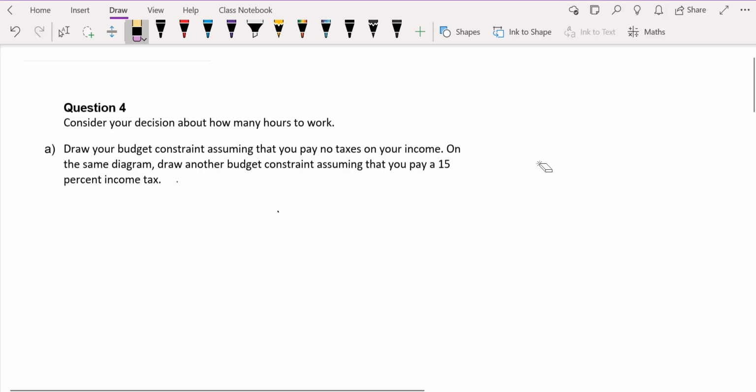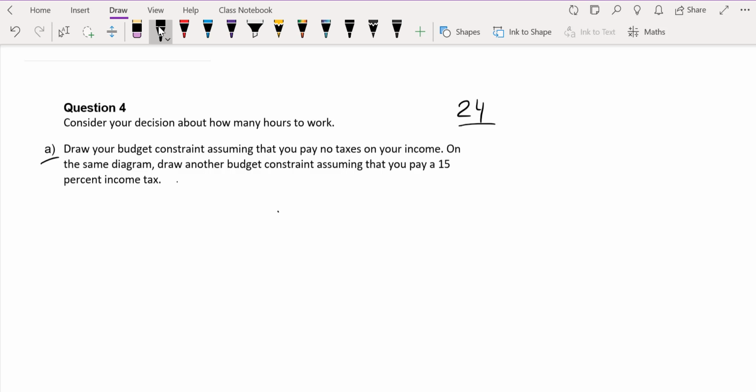This is question 4 from the problem set on the topic of consumer theory. Let's solve this question and demonstrate the application of consumer theory concepts on the leisure and labor trade-off. So let's say we have 24 hours per day. Part A says, draw your budget constraint assuming that you pay no taxes on your income.